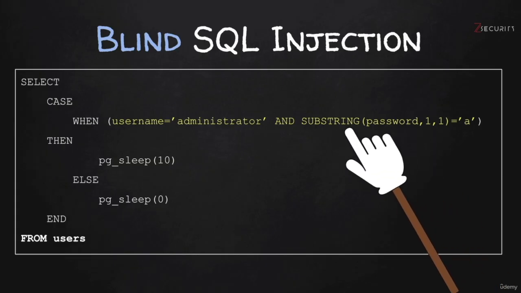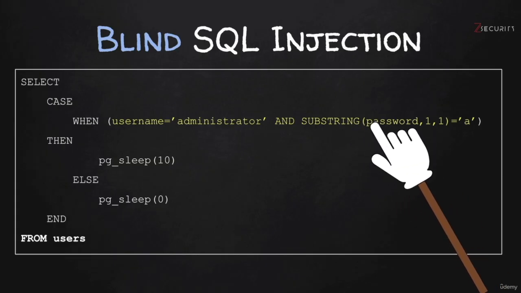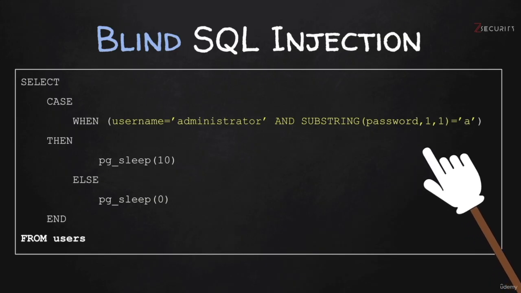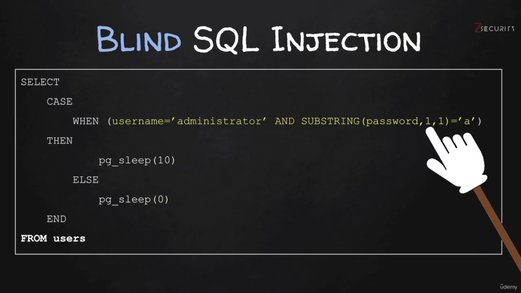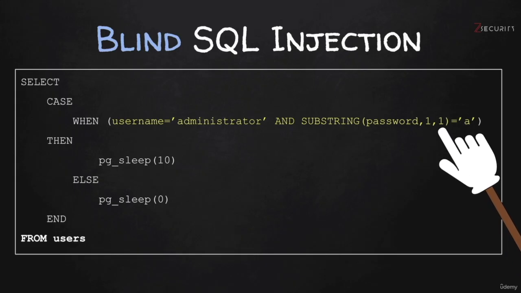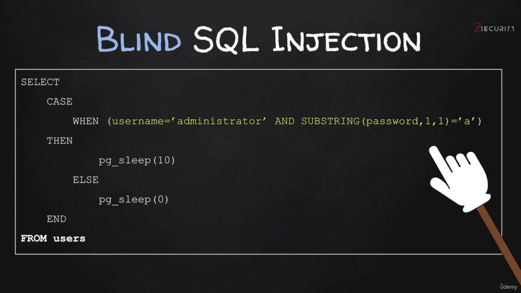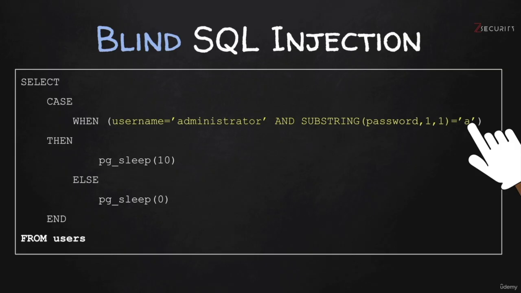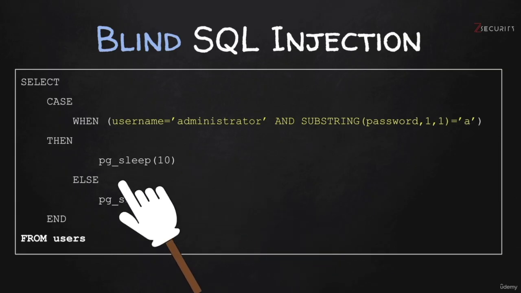Basically, what this function does, it can divide a string. And what we're saying is the string that we want to divide is the value of the password. And we want to get the first characters. That's why we're saying 1 and 1. So this specifies where to start the division from. And this specifies how many characters you want to get. So we're saying we want to start our division at the first character, and we only want to get one character starting from there. And therefore, we're checking if the first character in the password is equal to A. If it is, sleep for 10 seconds, otherwise move on.